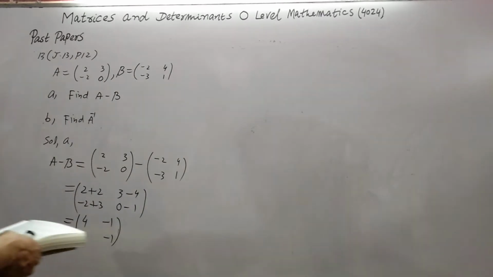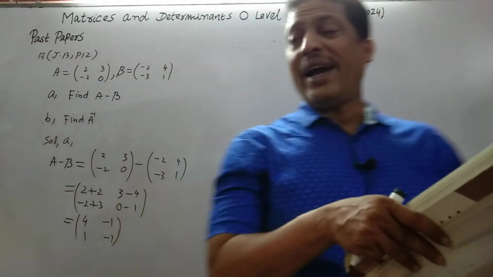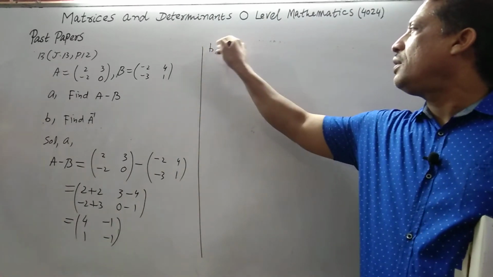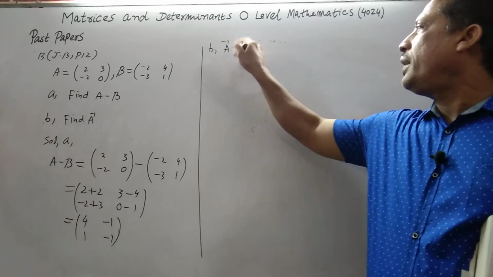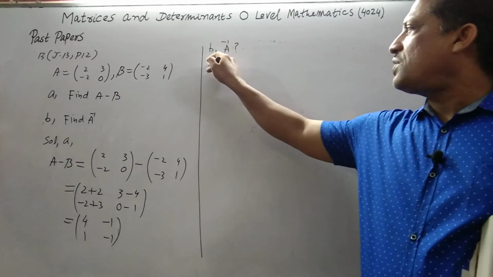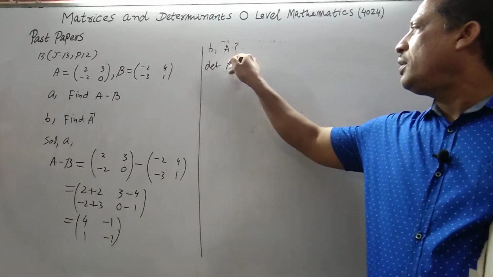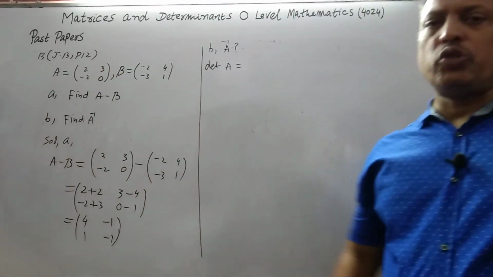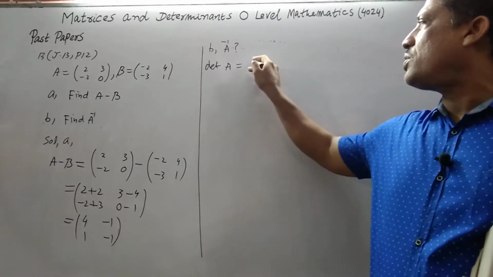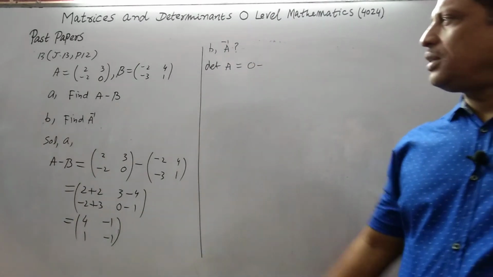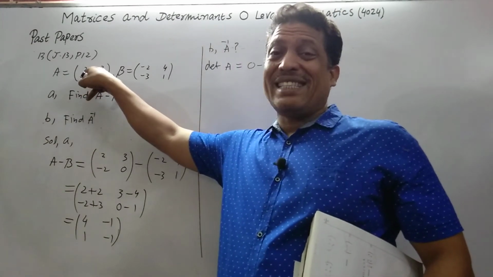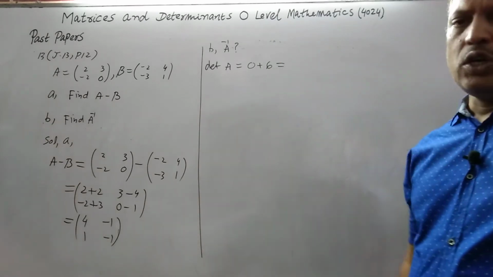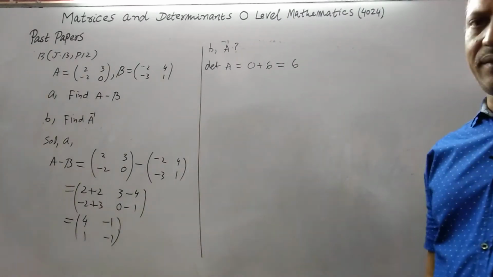The next part is find A inverse. How to find A inverse? Again, first we have to find the determinant of A. Multiply 2 by 0. Something multiplied by 0 is always 0. Minus 2 into plus 3 is minus 6. This minus multiplied by this minus becomes 6. So 0 plus 6 is 6.